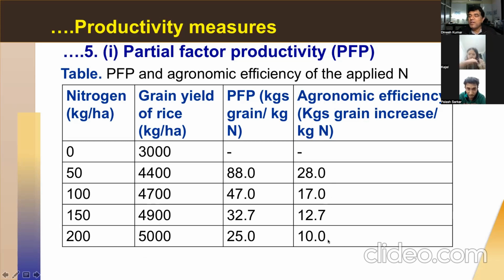So it is also decreasing. And the unit is kg grain increase per kg nitrogen. The only difference is that here you have subtracted the control yield from the treatment yield and then divided it by the level of fertilizer. In the first case, you did not do it. You did not deduct the control yield. You just straightaway divided the output by the input. But here control values were deducted.